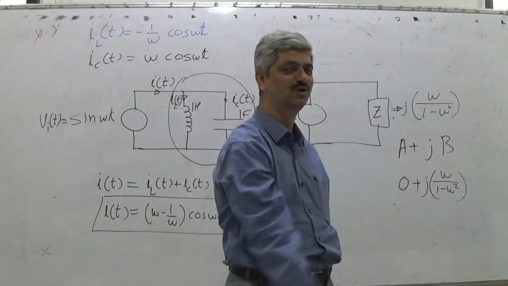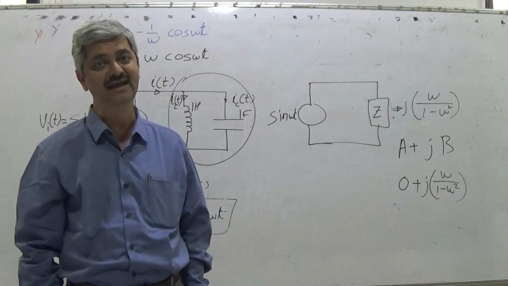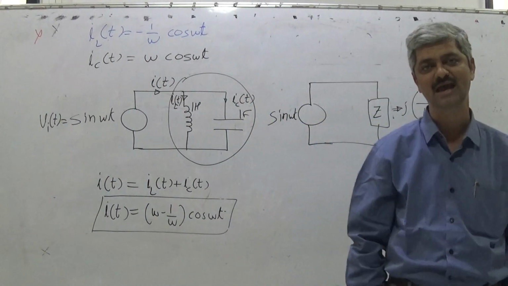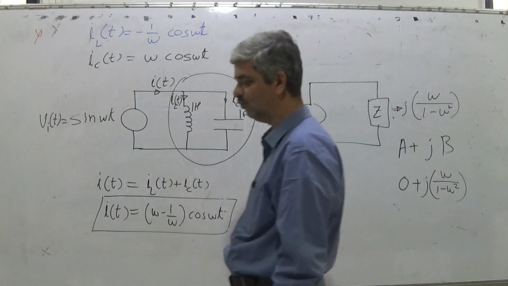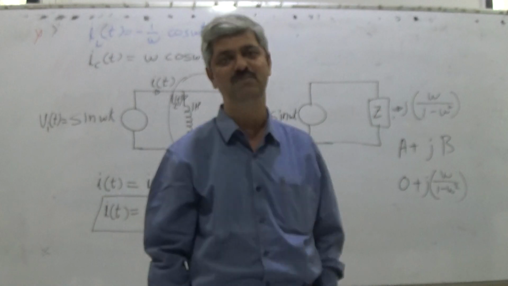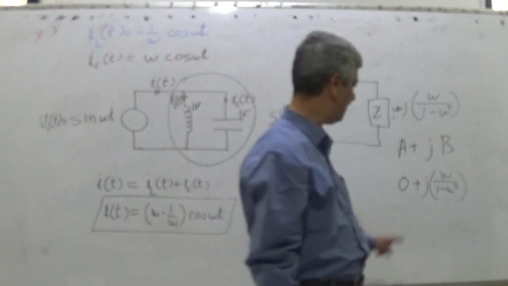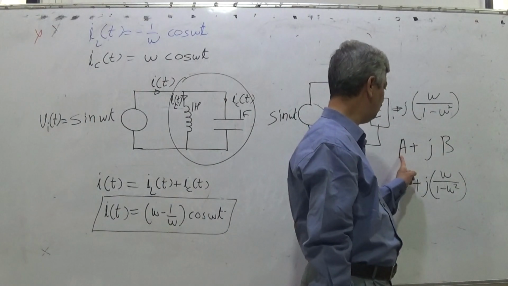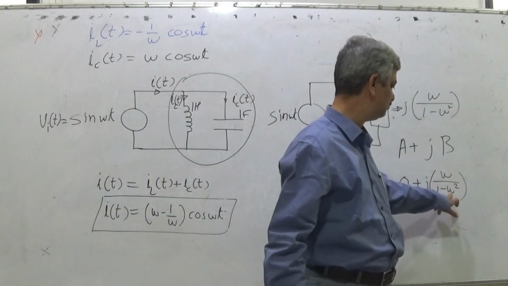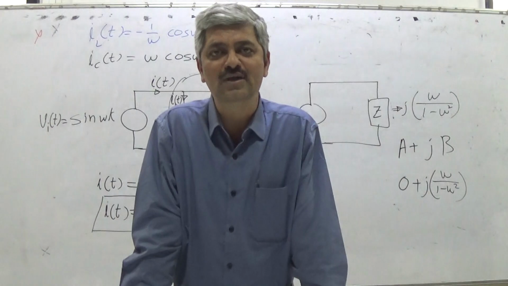For omega more than 1, what will happen? Numerator positive, denominator negative, it works as a capacitor. And for omega equal to 1, what will happen is that the denominator will become 0 and the impedance will become infinite. So it will be an open circuit. For omega equal to 1, the impedance is 0 plus J infinity, 0 plus because omega square is 1. So it is an open circuit. No current will flow.